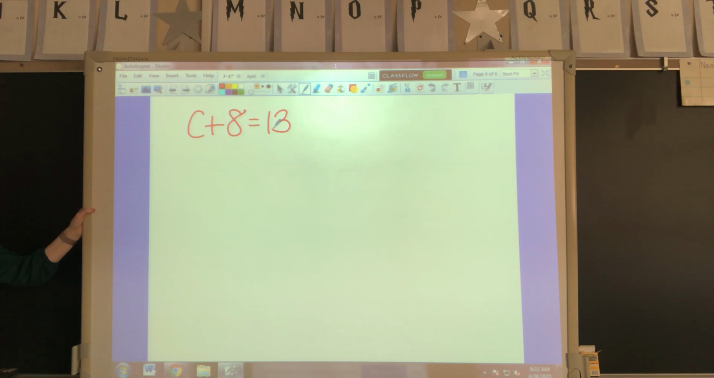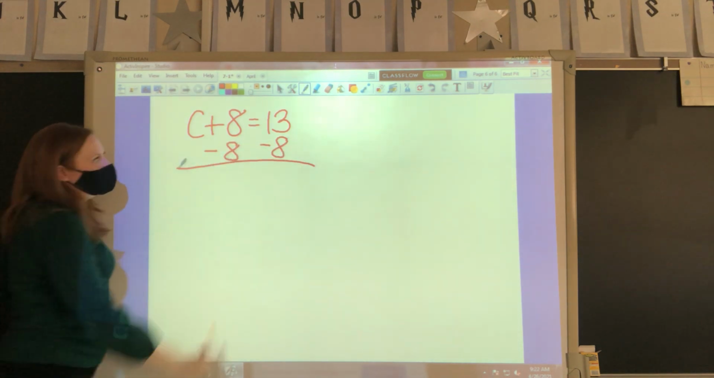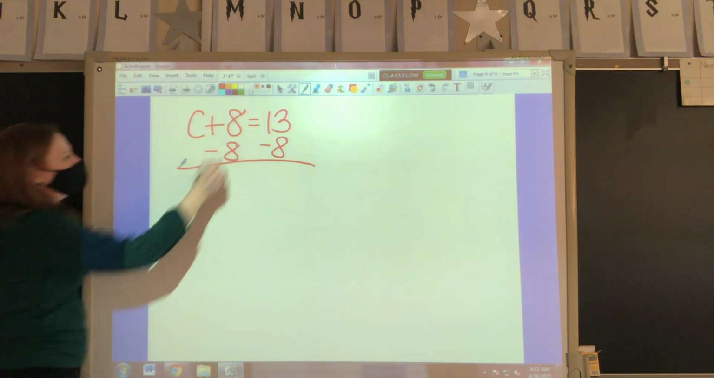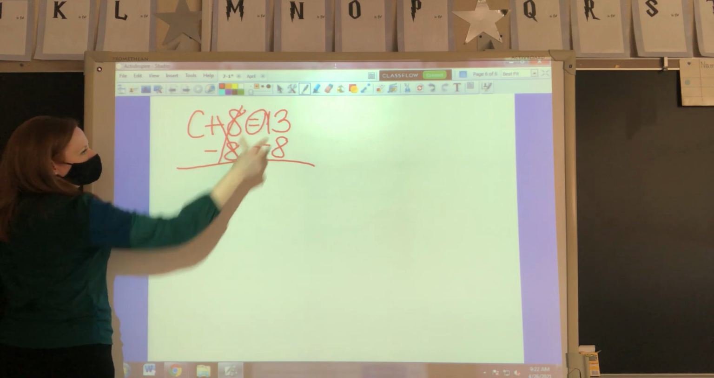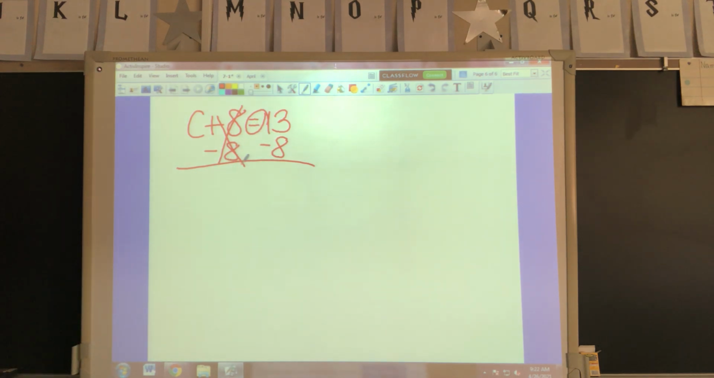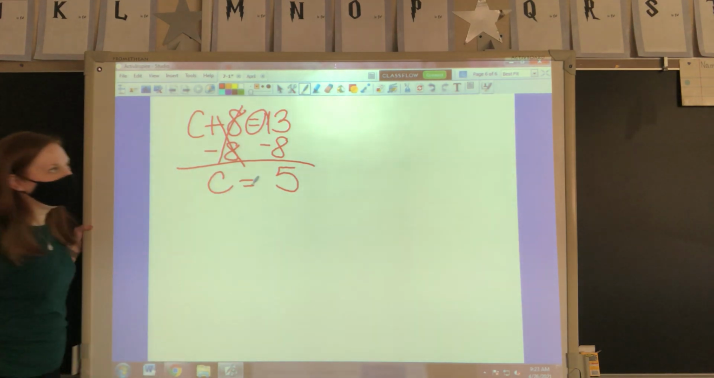What is the opposite of addition? Savannah, what's the opposite of adding? Subtracting. So I'm going to subtract 8 from both sides. Both sides of my equal sign. All right, so 8 minus 8 we know is going to be 0. Now we need to know 13 minus 8. Minus 8. 5. So C equals 5.